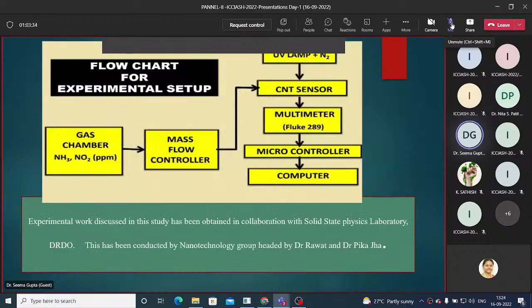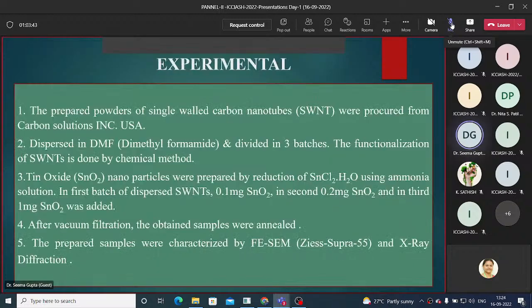This is the flowchart for the experimental setup which we have used. This work was done in collaboration with Solid State Physics Laboratory, DRDO, in the nanotechnology group. Experimentally, the powdered form of SWNT was purchased from Carbon Solutions, USA. They were dispersed in dimethyl formamide and functionalization was done by chemical method.